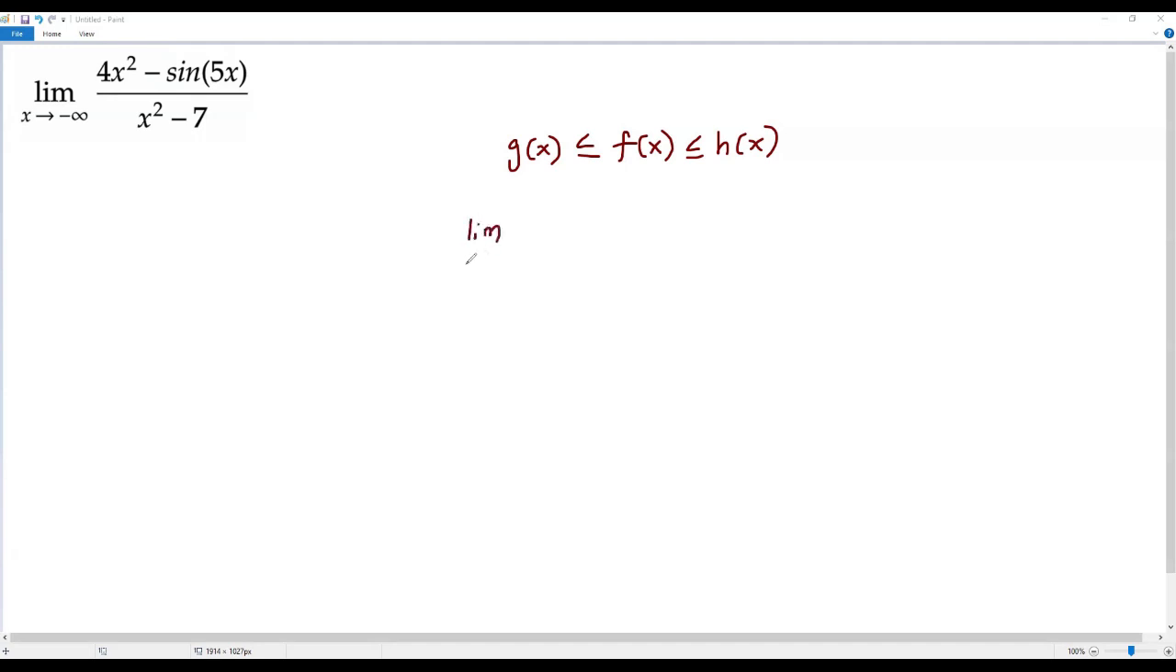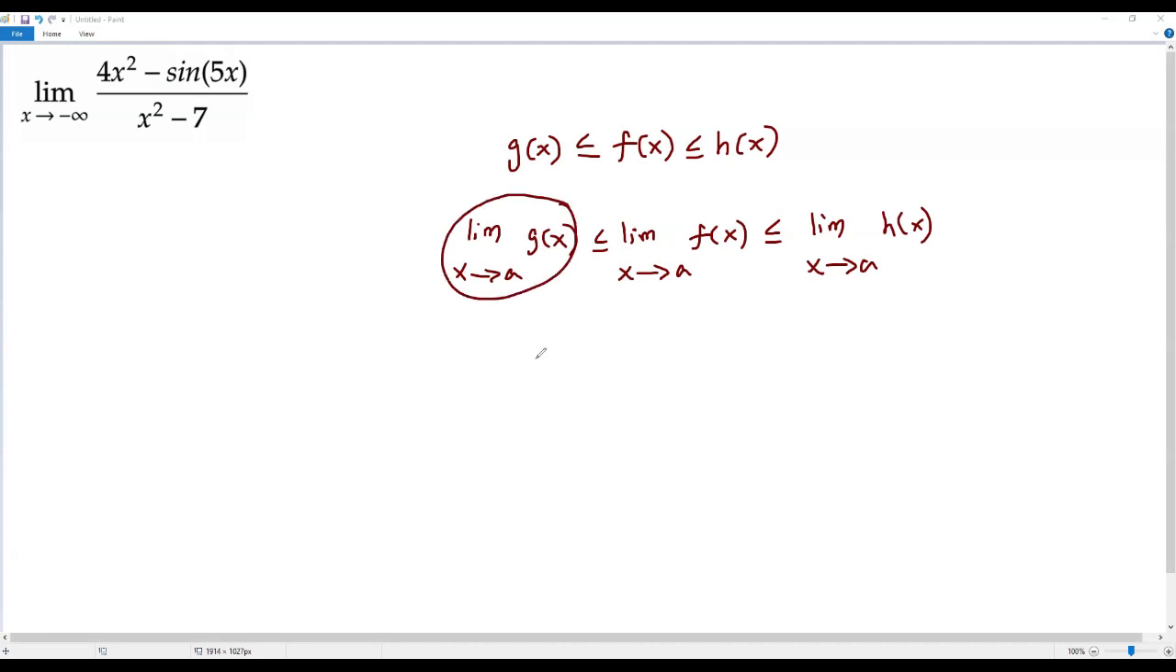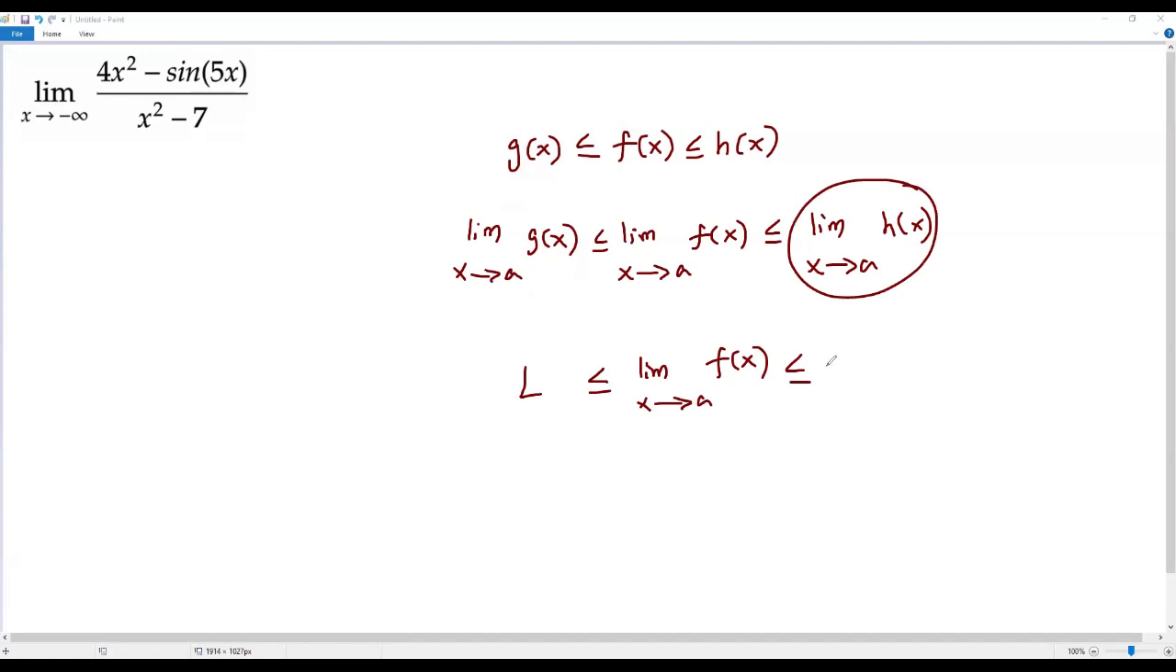Say the limit as x tends to a of g(x) is less than or equal to the limit as x tends to a of f(x), which is less than or equal to the limit as x tends to a of h(x). I've taken the same limit for the variable x for all three functions g(x), f(x), and h(x). Now let's say the value of the first limit is capital L, and the value of the last limit is also the same capital L.